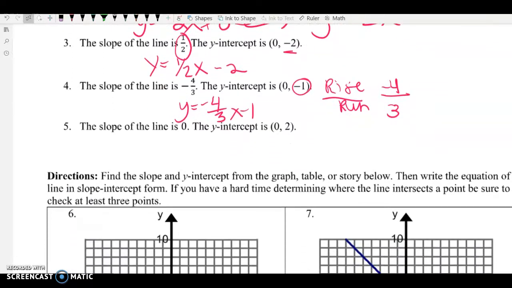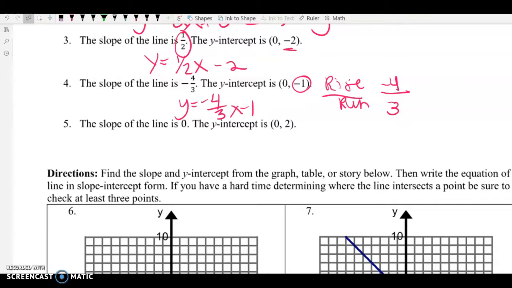Down below, the slope of the line is 0 and the y-intercept is 2. This is one I want you to put a star by. Okay, some of you are saying, well, that would be y equals 0x plus 2. Well, guess what? Anything times 0 is 0, so I get y equals 2. This is going to actually be a 0 slope, which we'll talk about here this chapter.